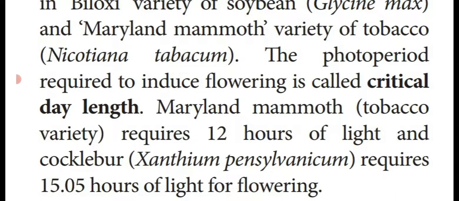Maryland Mammoth is a region containing tobacco plant, which requires 12 hours of light, and cocklebur, another plant known as Xanthium pennsylvanicum, requires 15.5 hours of light for flowering. This is a very important question. Maryland Mammoth tobacco plants require 12 hours of photoperiod, that means light, and cocklebur requires 15.5 hours of light for flowering.